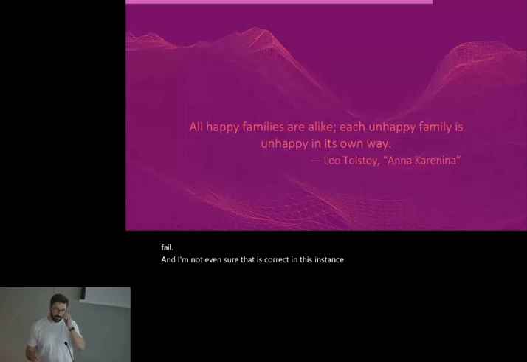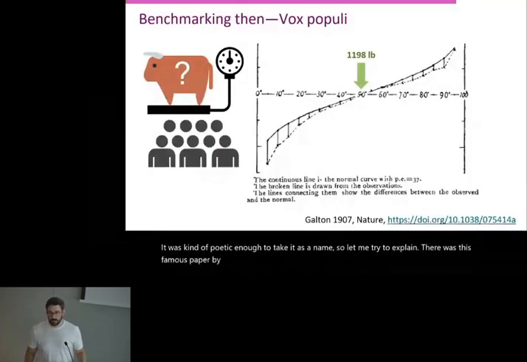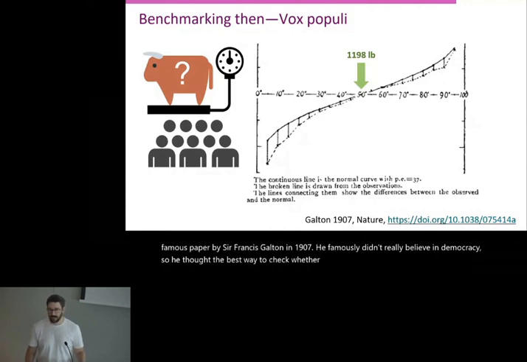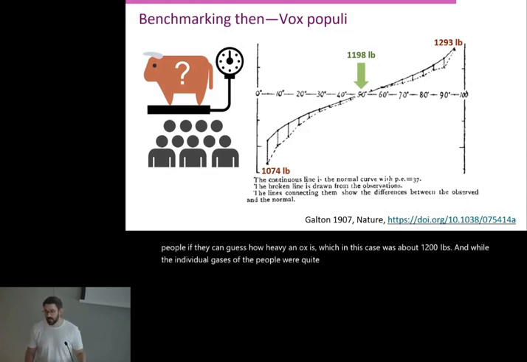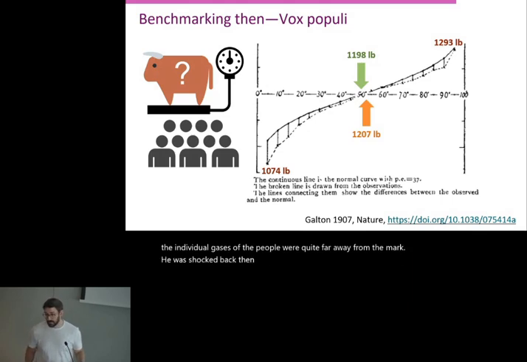There was this famous paper by Sir Francis Galton in 1907. He famously didn't really believe in democracy, so he thought the best way to check whether democracy works is to go to a fair and ask people if they can guess how heavy an ox is, which in this case was about 1,200 pounds. And while the individual guesses of the people were quite far away from the mark, he was shocked back then that the mean of these guesses was quite close.